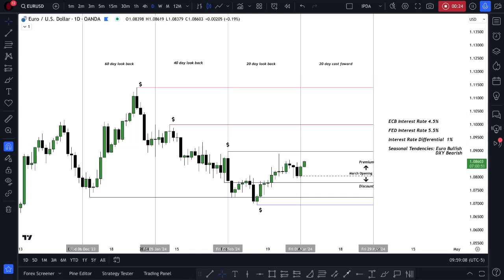That doesn't mean we're not going to be looking at any other pairs that are correlated or inversely correlated for our intermarket analysis. Our primary objective is to focus on what EU is doing and what dollar is doing.